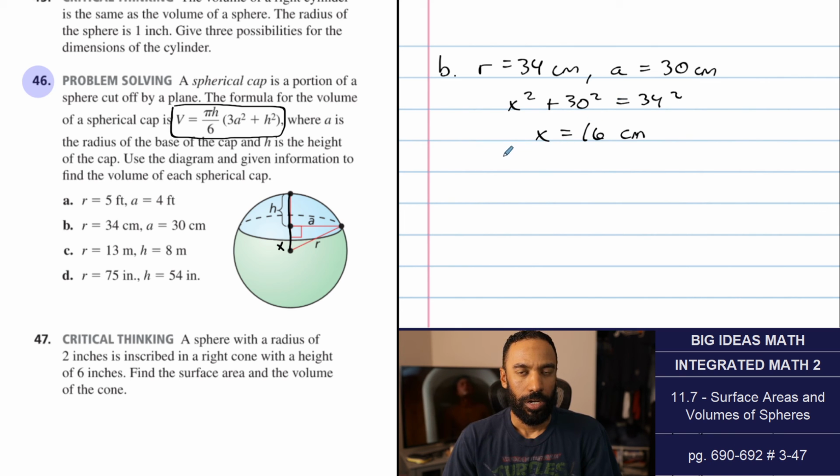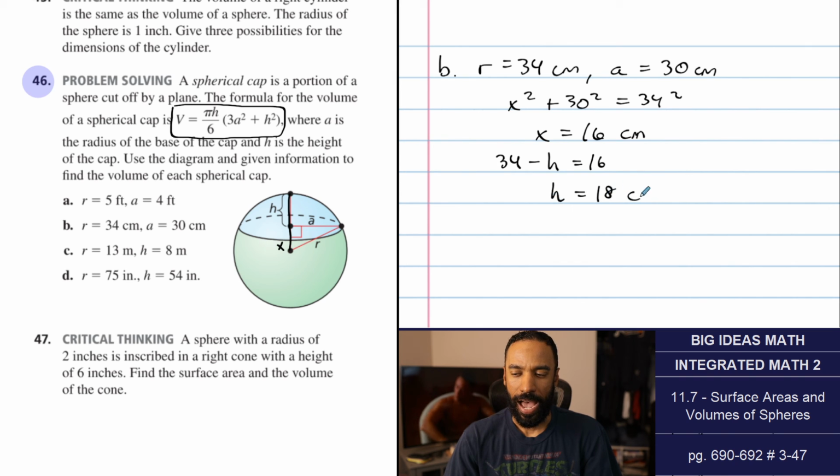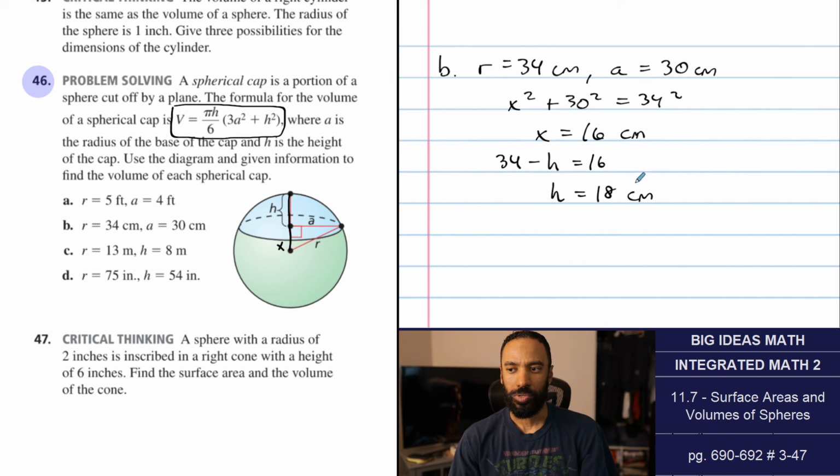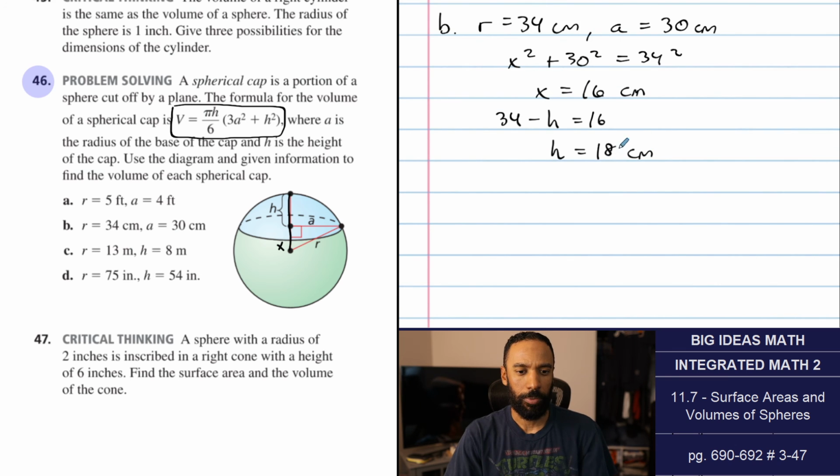34 minus what is 16? 18. So you get a height of 18 centimeters. So we'll use A is 30, H is 18, and we'll plug it into that formula there.